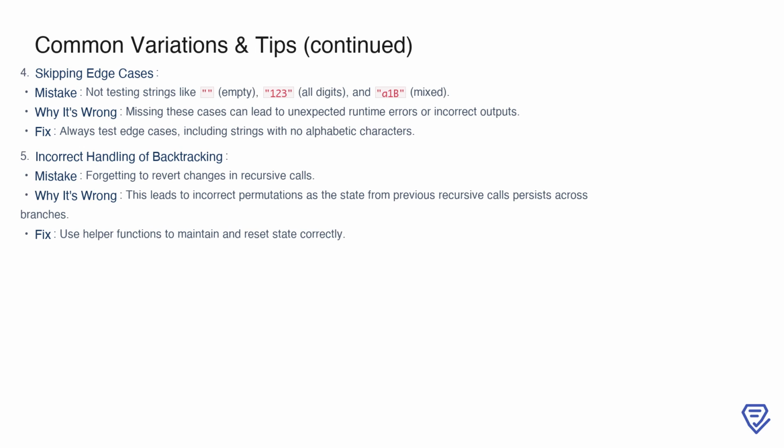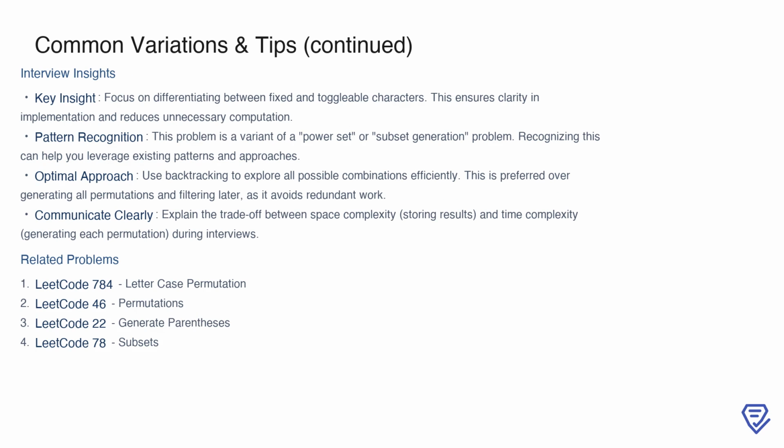If you forget to revert changes made during recursive calls, the state from one call can persist into others, leading to incorrect permutations. To avoid this, make sure to carefully reset the state when backtracking. Using helper functions to manage and restore the state is an effective way to ensure your recursive solution behaves as expected. From an interview perspective, there are some key insights to consider when solving this problem.